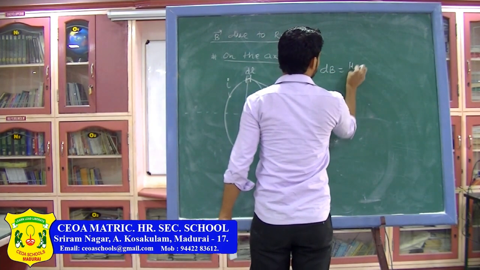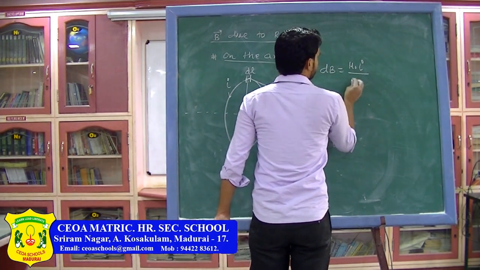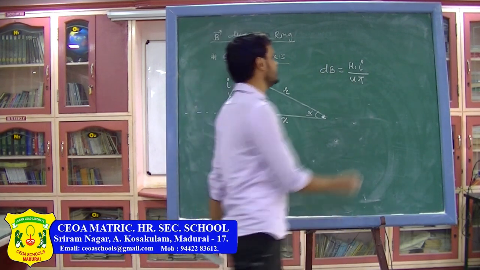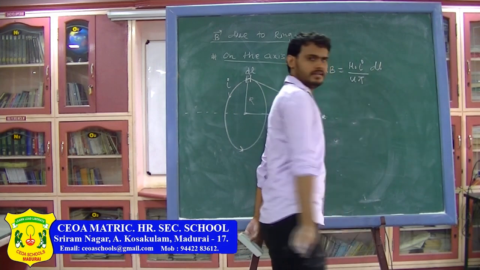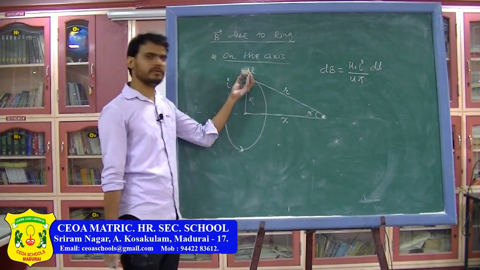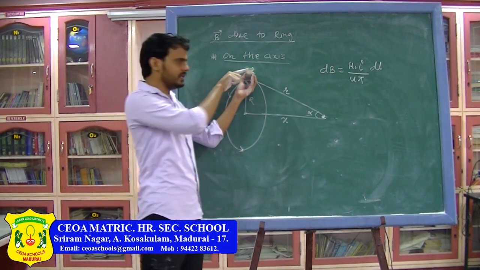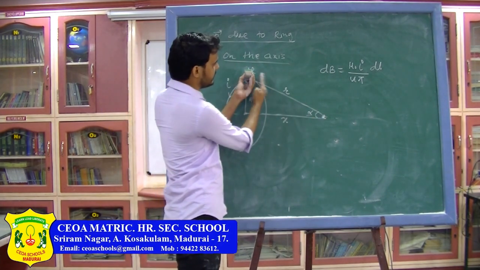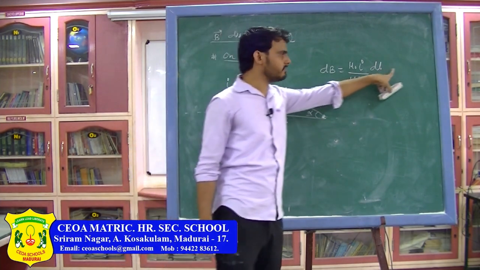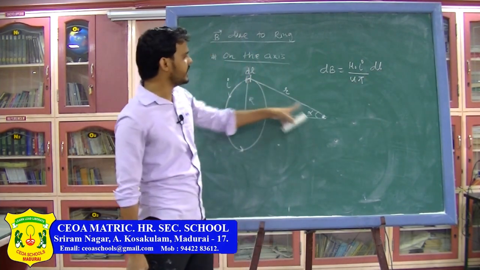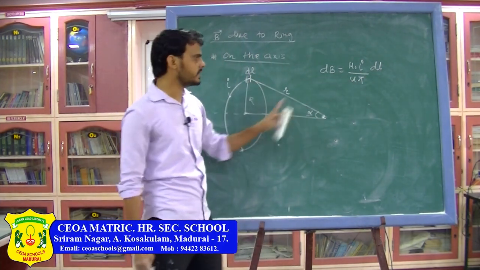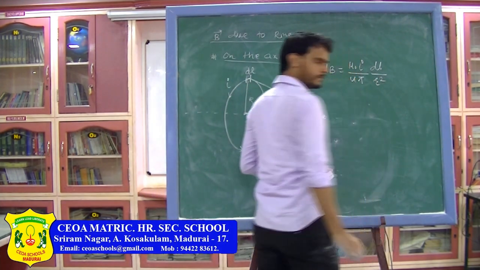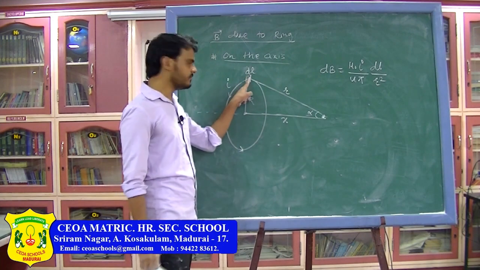So due to this very small current element, the magnetic field can be written as dB equals mu naught I divided by 4 pi into dl sin theta. Here theta is the angle between the current element and the position vector. Here the current element is this, the position vector is this, so you can see the angle is 90 degrees. So sin theta will be 1, divided by r square. r square is the distance between these two. So I can write this as dl divided by r square. So this is the magnetic field due to this point.